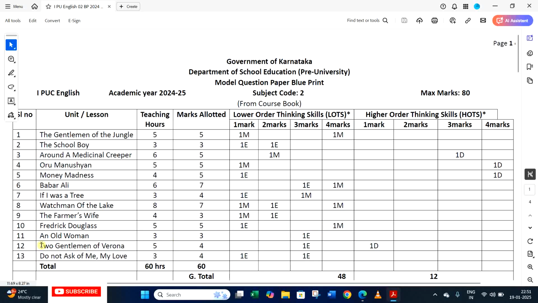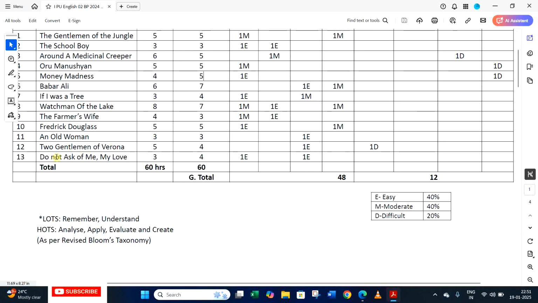Next unit that we have over here is Two Gentlemen of Verona, and marks given are 4 marks. That is 3 mark 1 question and 1 mark 1 question, to sum total 4 marks. Let's go ahead.